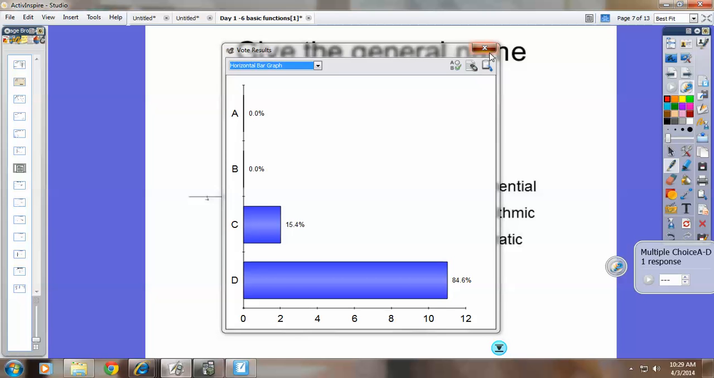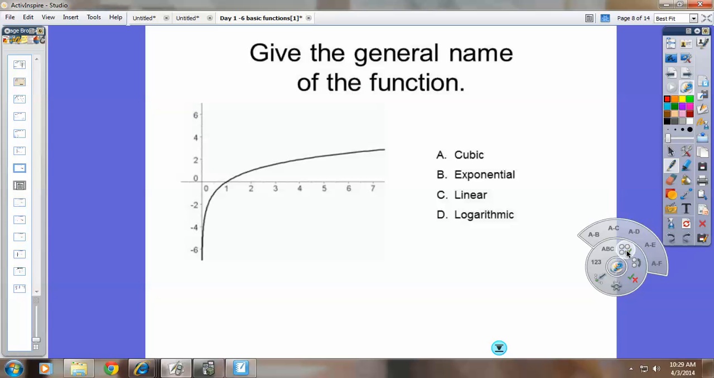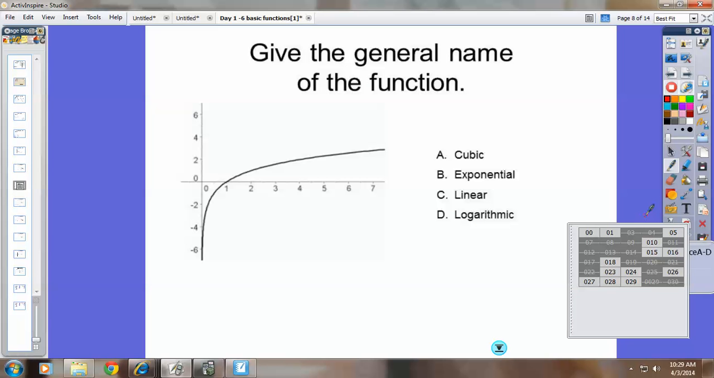Letter D is correct. Quadratic functions, what does their graph look like? Has that U? Well, this is an upside down U, but it's still a U, isn't it? So it's quadratic. Letter D would be correct. How about this one? Submit it on your clicker.